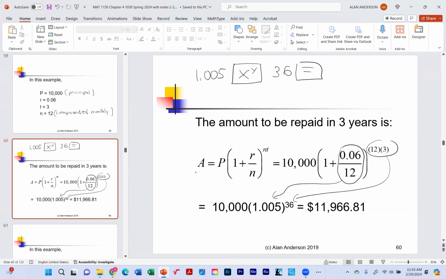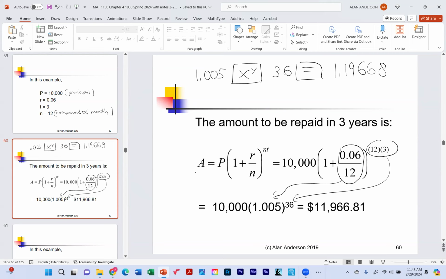And whatever that is will be multiplied by the $10,000. So let's do that first. 1.005 raised to the 36th power is, hold on. Make sure it's 0.005, by the way, be careful. It's approximately 1.19668.